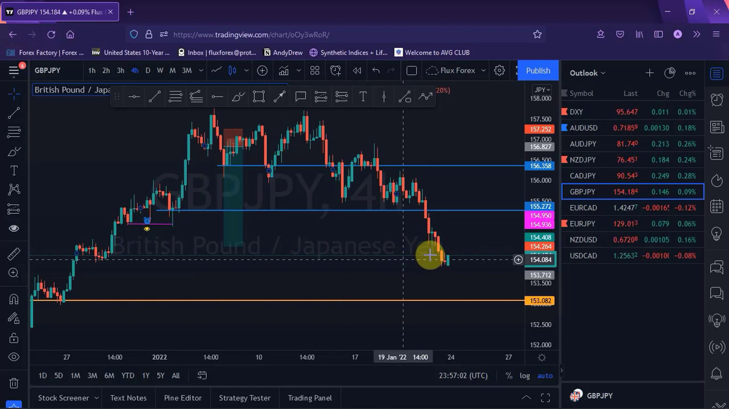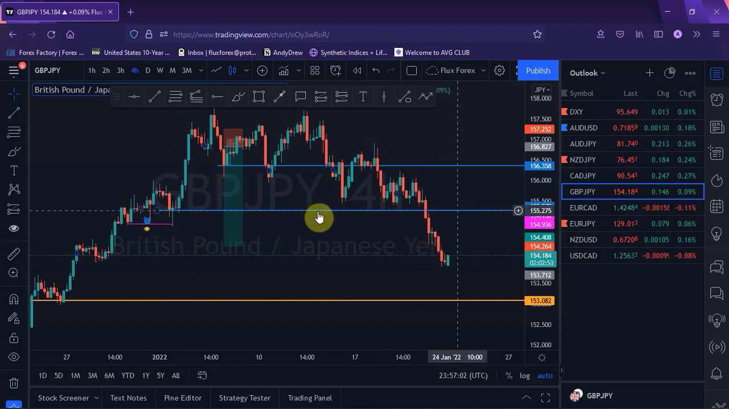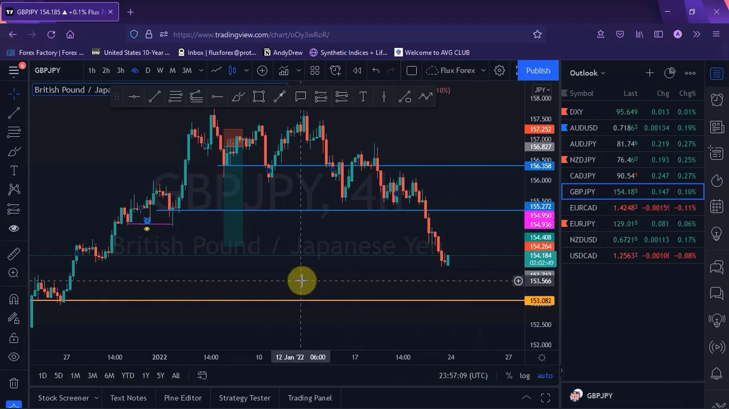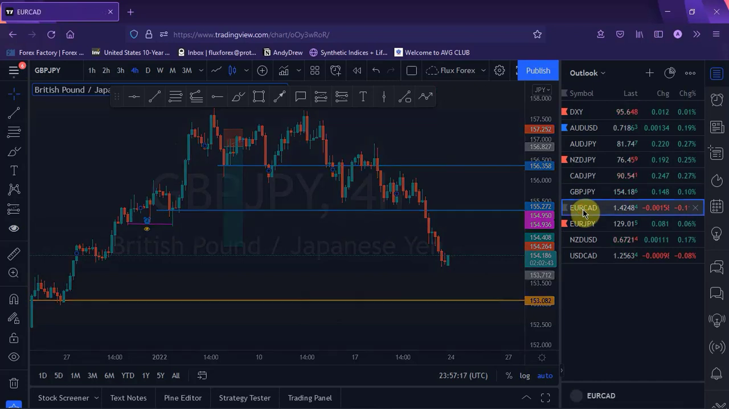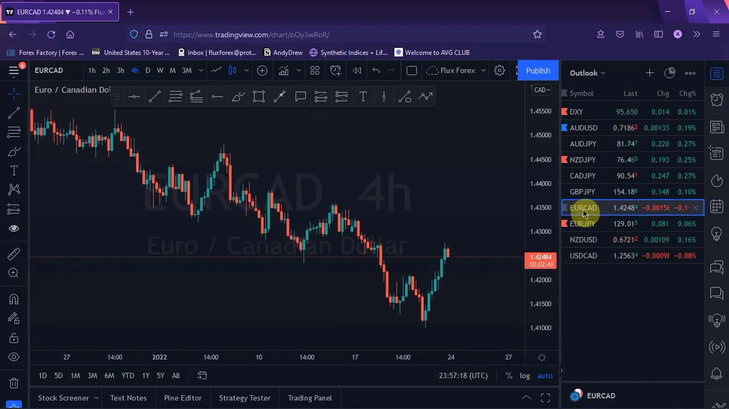All right, so at the moment I'm just expecting price to retrace back into the zone, and then I'll see a reversal to the downside. Yeah, so that is my expectation so far as GBPJPY is concerned. Let's look at what is happening on EURJPY.